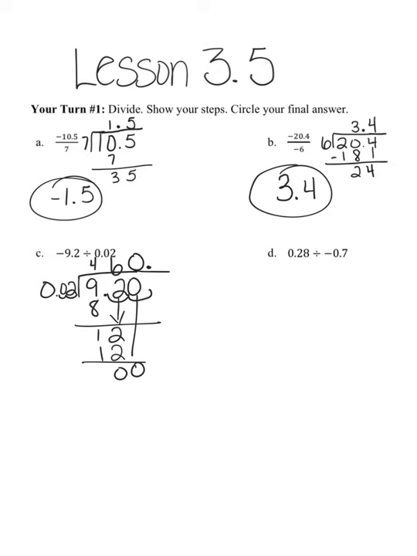And now again, I'm going to look at my original problem, and I can see here I've got a negative divided by a positive. So that results in a negative quotient. So my answer here is negative 460.